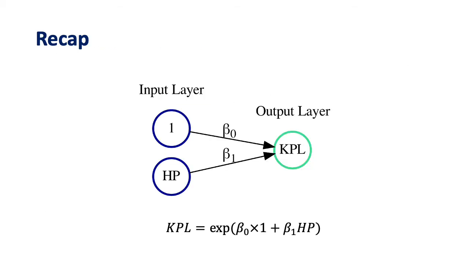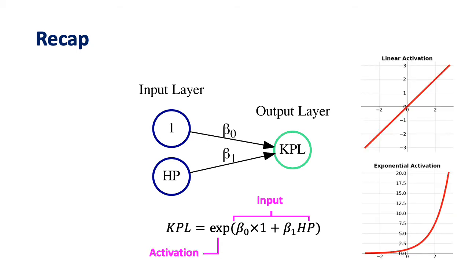So far, we have a model that consists of a single neuron. It takes 2 inputs: a constant input with value 1 that gets multiplied by beta 0, and the horsepower input which gets multiplied by beta 1. Adding these weighted quantities together gives us the input to the neuron. And when we apply, for example, the exponential operator, this is known as the activation function of the neuron. We have seen so far a linear activation function and an exponential activation function.